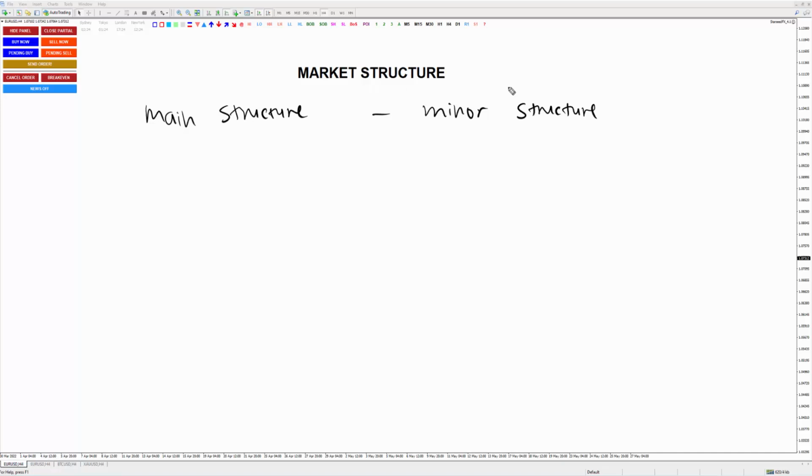Basically, the look of the main and minor are actually the same. It's just how you manage, read, and trade them that you should understand, like where the money could go when you trade the minor and when you trade based on the main structure. So for now, let's just focus on market structure in general.